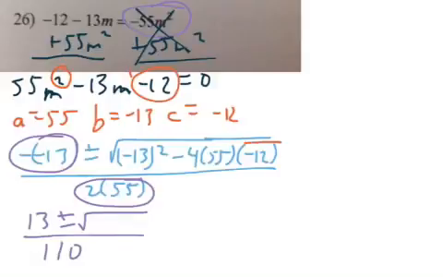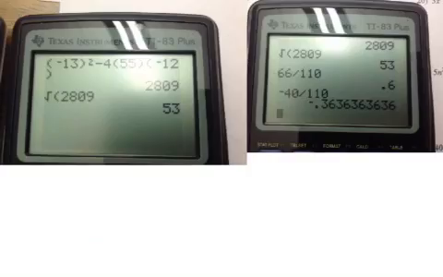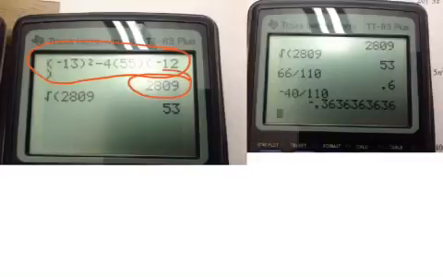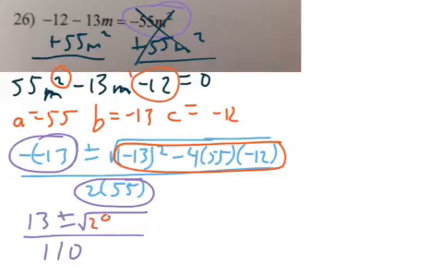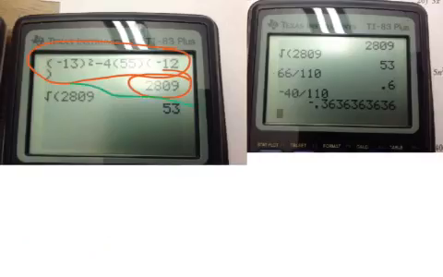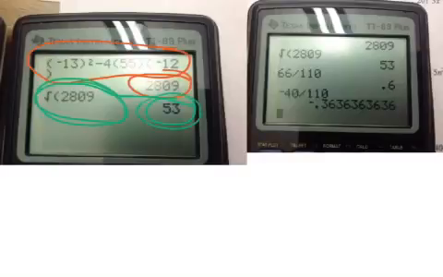Now, I'm going to do all of this in the radical, guys, on my calculator, right? So let's see what we come up with. As you can see right here, I typed in negative 13 squared minus 4 times 55 times negative 12, and I got 2,809. And now, of course, I need to do the square root of 2,809. And if you look right here, you can see the square root of 2,809 is 53.